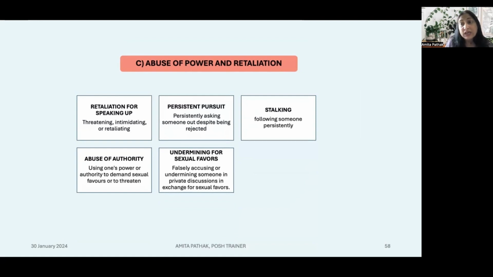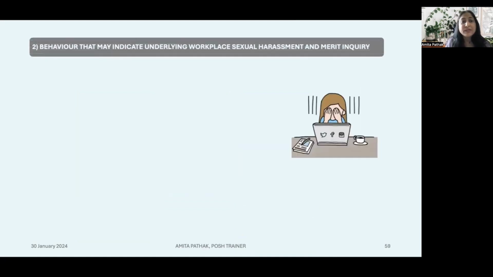So all those behaviors that are unwelcome and of a sexual nature come under sexual harassment. Now let us understand the next: behavior that may indicate underlying workplace harassment and merit inquiry, because in future, if not taken seriously, that can convert into sexual harassment.